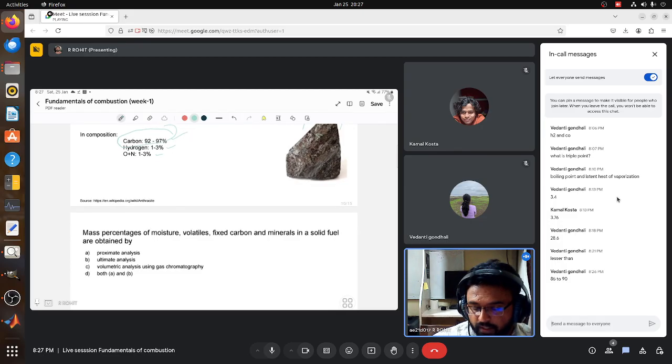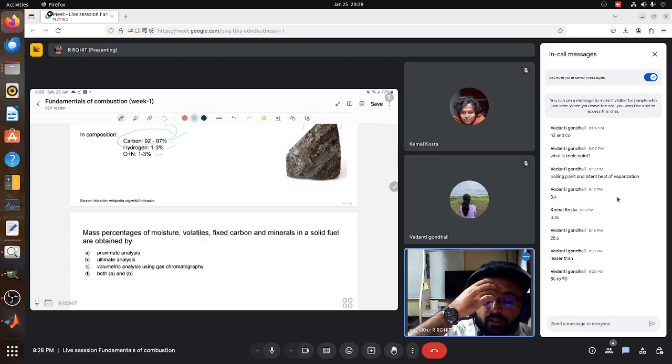Now the next question is, the mass percentages of moisture, volatiles, fixed carbon, and minerals in a solid fuel are obtained by proximate analysis, ultimate analysis, volumetric analysis using gas chromatography, or both A and B. This we have just mentioned in the previous few minutes, but in the lecture videos you might have learned this.